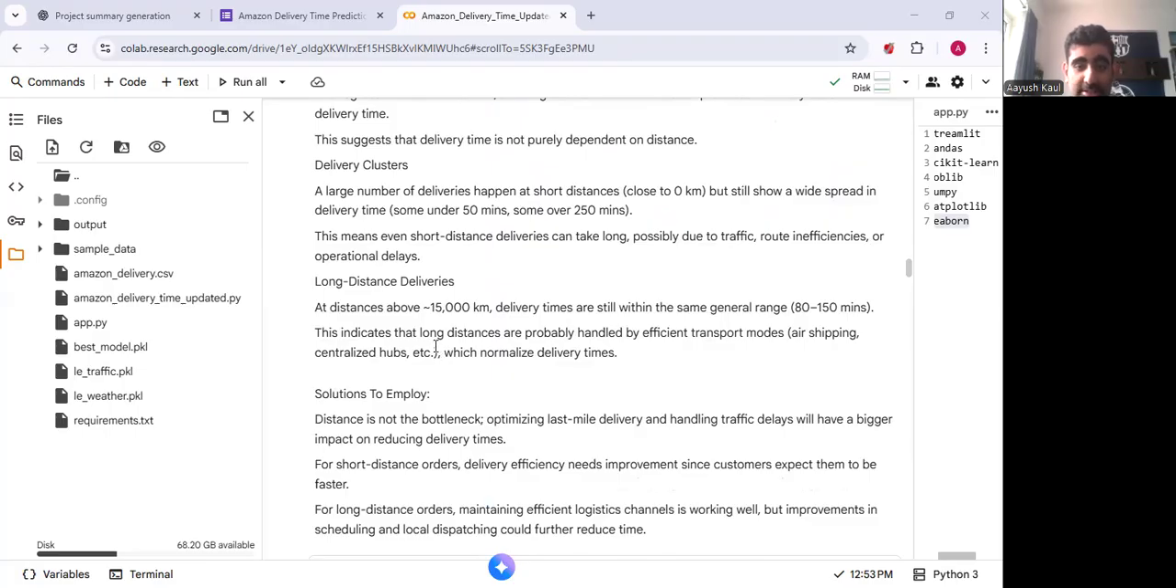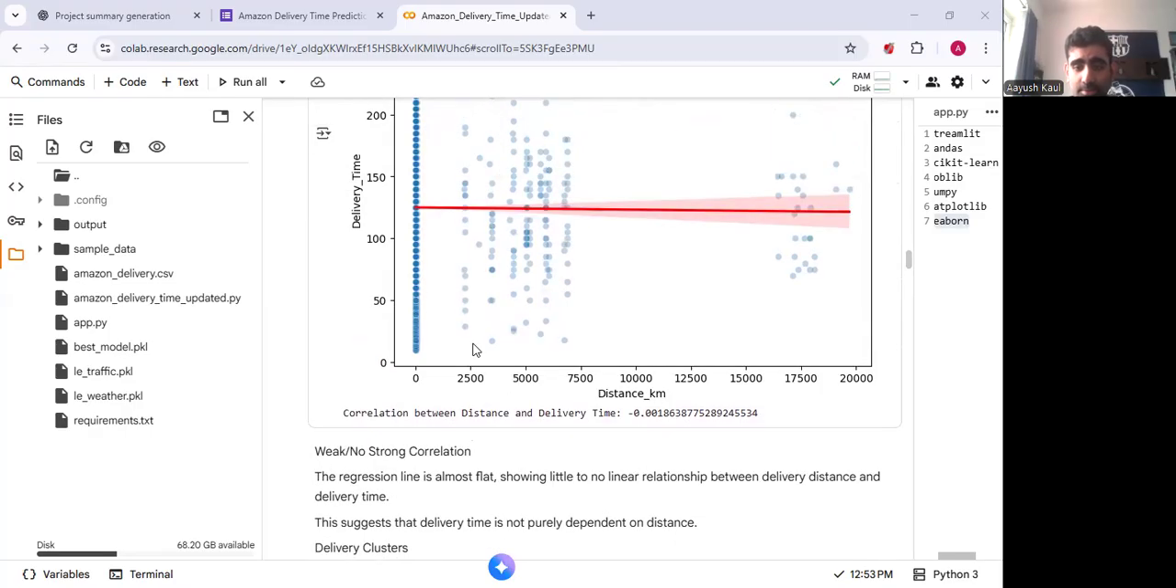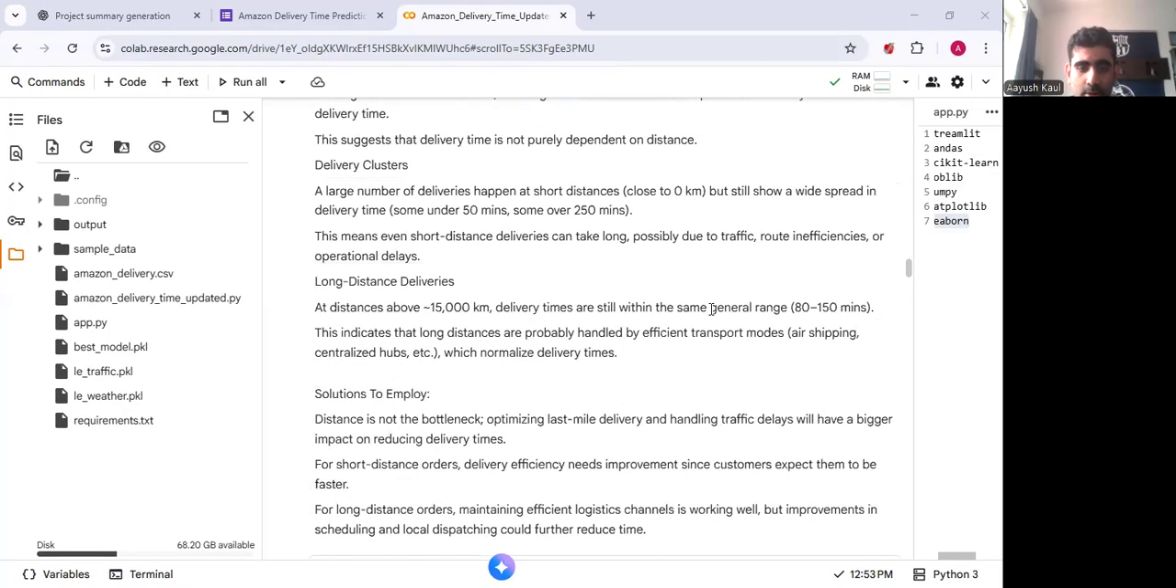This means even short distance deliveries can take a long time, possibly due to traffic, route inefficiencies, or operational delays. In case of long distance deliveries, that means deliveries that happen at over 15,000 kilometers, these delivery times are still within the same general range of 80 to 150 minutes. This indicates that long distances are probably handled by efficient transport modes like air shipping, centralized hubs, etc., which normalize delivery times.